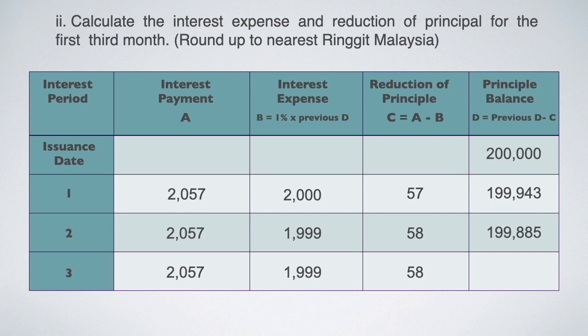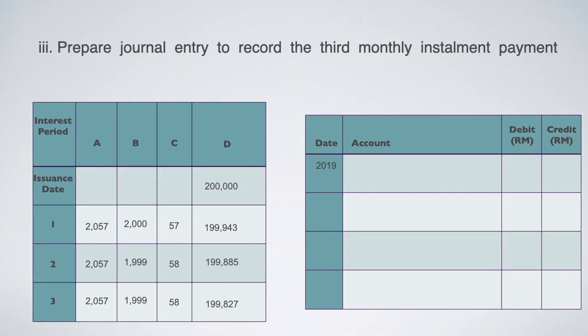And then you akan dapatkan the principal balance. So the principal balance tolak dengan reduction of the principal. So you akan dapat balance. Nilainya ialah 199,827. So that is the balance yang last kali pada bulan ketiga sahaja. Okey, jadi selepas habis table yang kita buat ni, kita dah siap for the first 3 months. And then the question asks you to prepare the journal entry to record the third monthly installment payment.